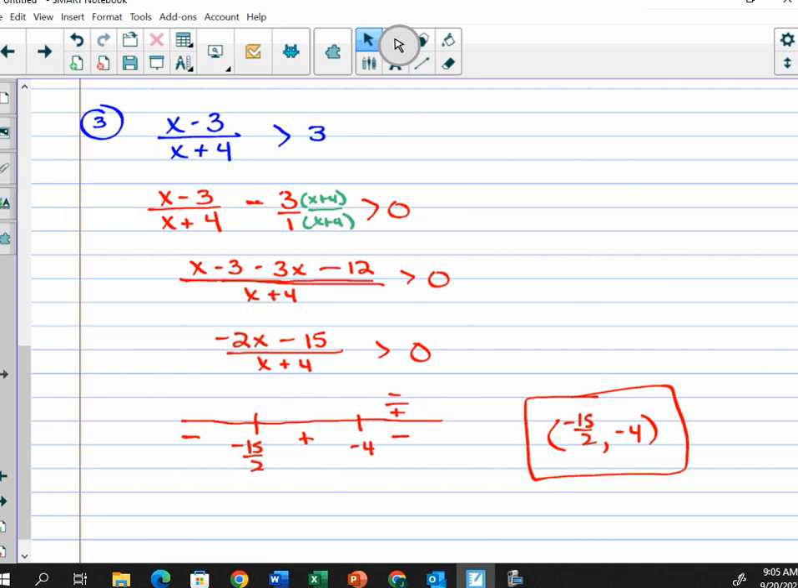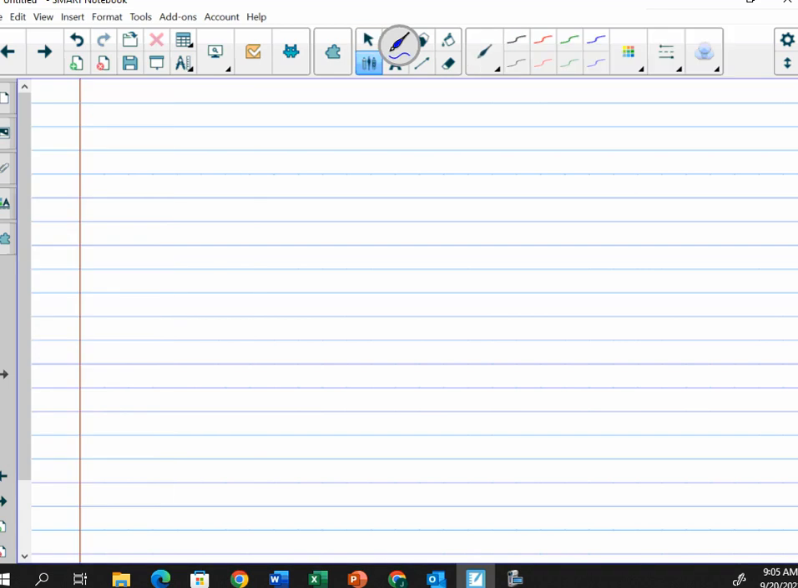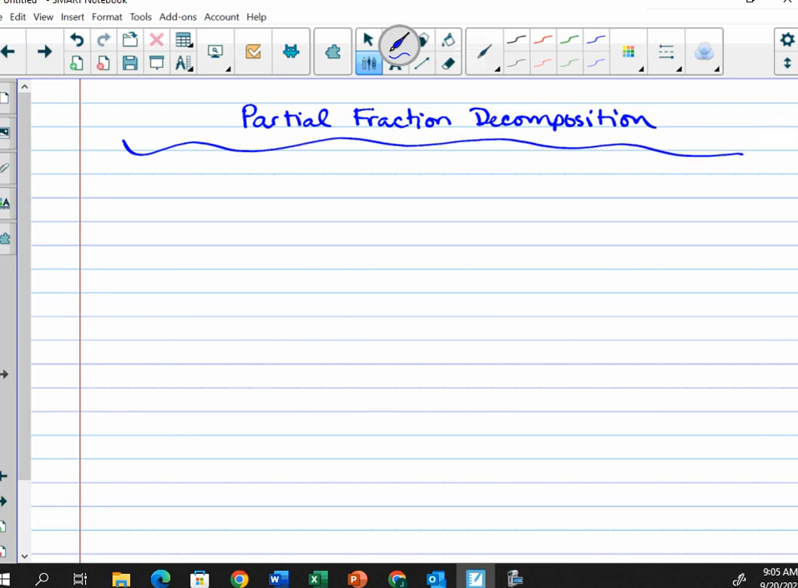All right, guys. Partial fractions. All right, let me write the first one and then I'll explain what we're actually doing with our partial fraction decomposition. It sounds so much scarier than it is.